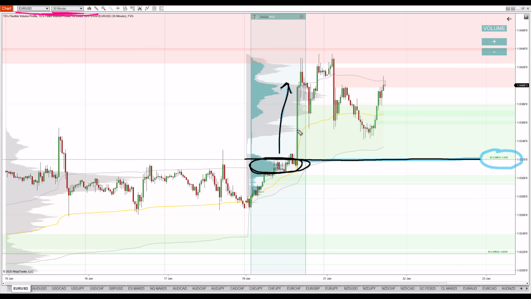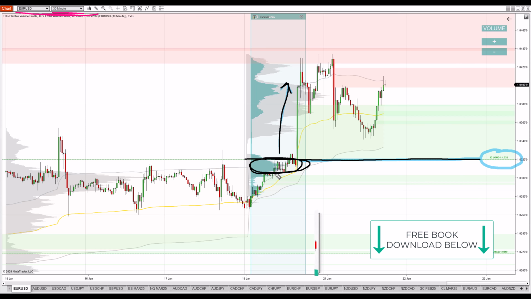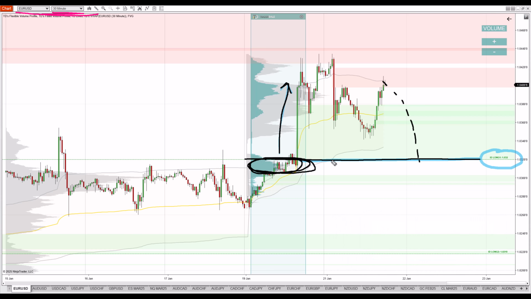And the aggressive buyers who are pushing the price upwards from this heavy volume zone should defend this heavy volume zone. So when there's a pullback, it is very likely that the buyers from here, those heavy volumes, will want to push the price upwards from here again, right?